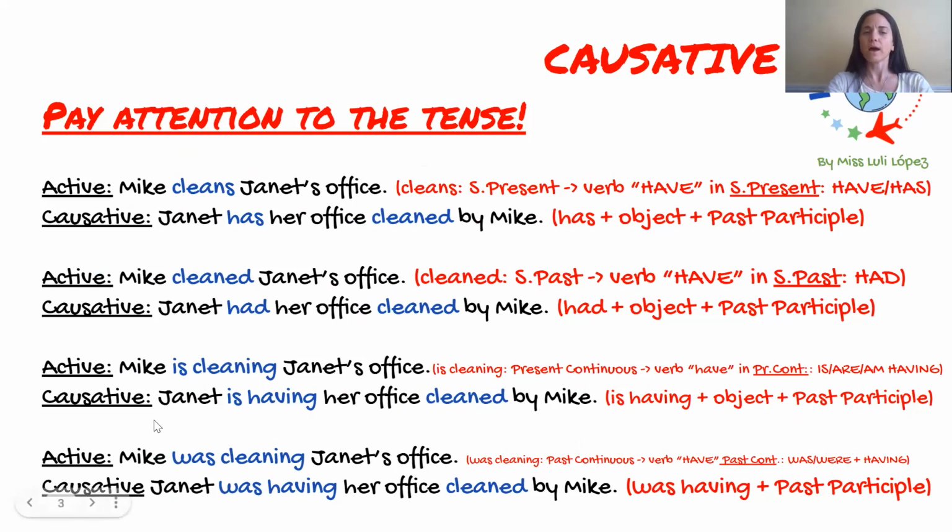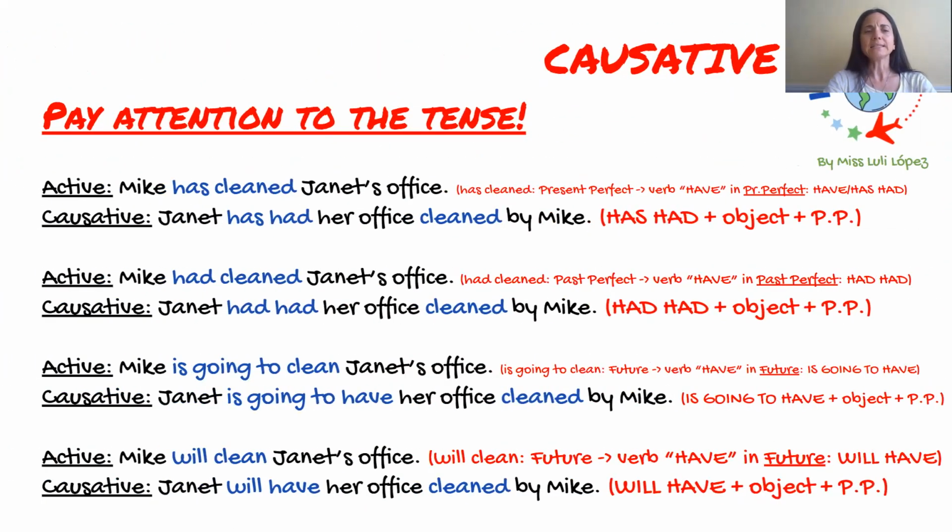If in the active you have Mike was cleaning Jeanette's office, was cleaning, yes, it's in past continuous, so the verb have in past continuous is was or were, depending on the subject, plus having. So the causative, Jeanette was having her office cleaned by Mike. Was having plus the object, sorry, the object is missing here, plus the past participle.